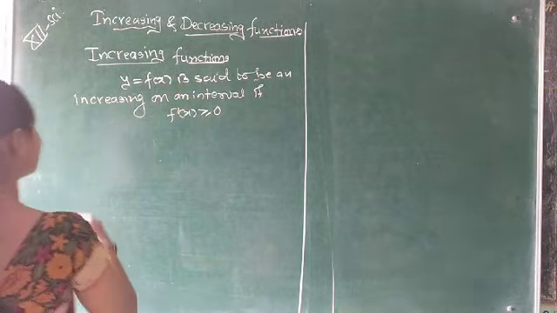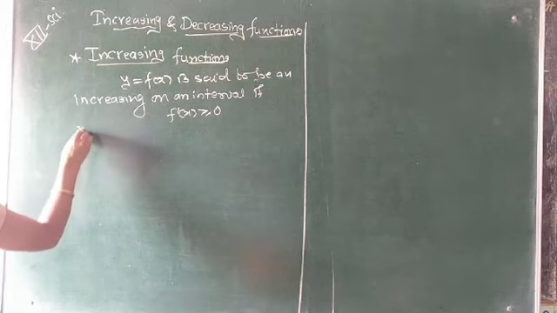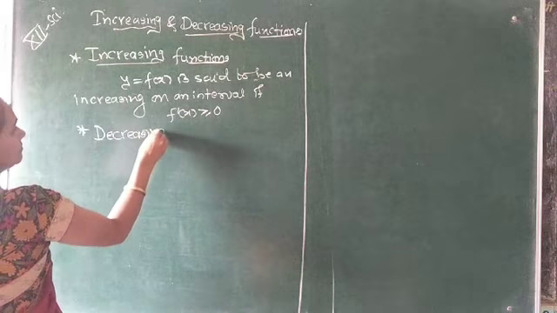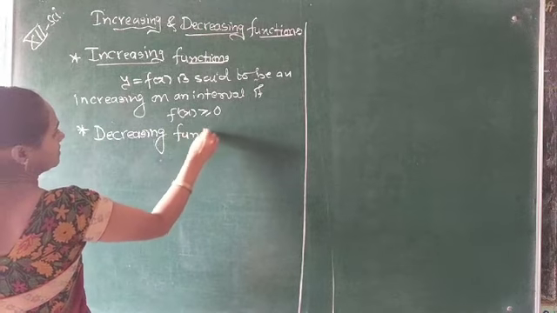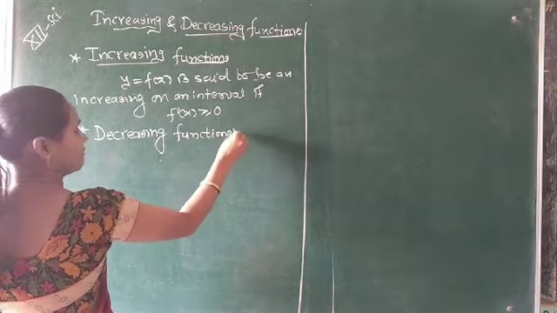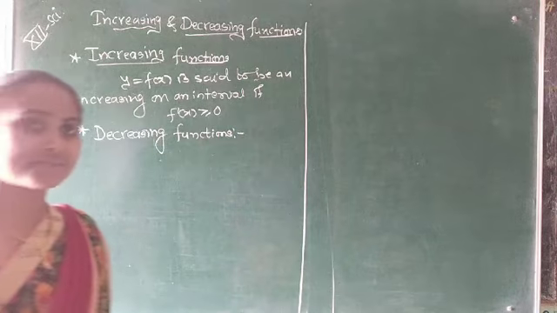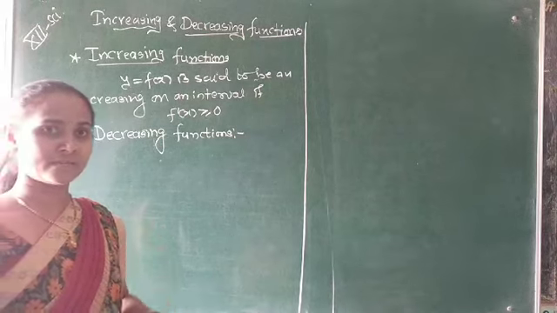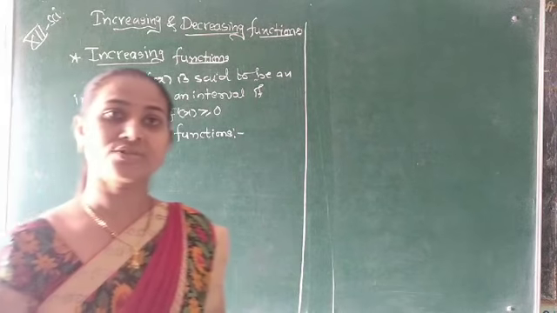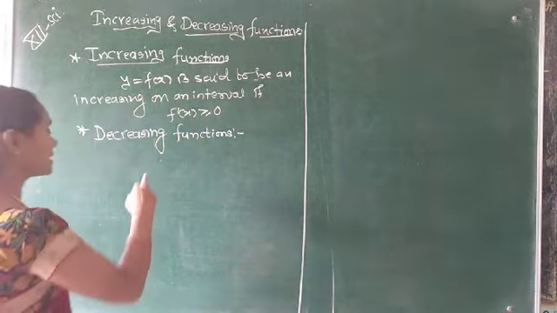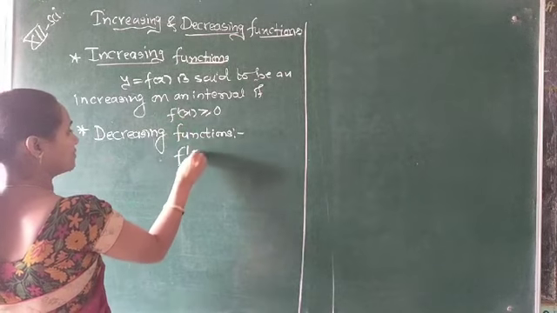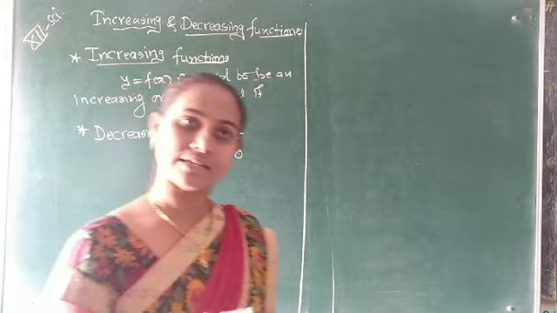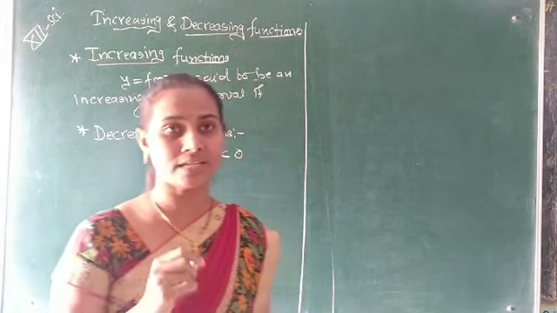Now the second one, that is decreasing functions. When is a function said to be decreasing? Same here. A function is said to be increasing if its derivative, that means if f dash of x, is positive. Now if the function is decreasing, that means when the derivative of the function is less than 0, then the function is said to be a decreasing function.